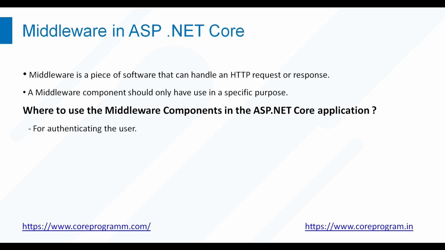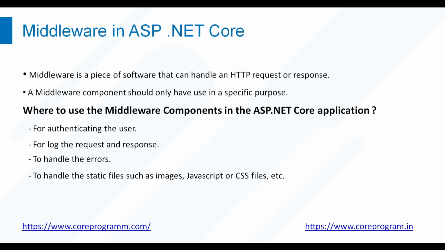Then let's discuss where to use middleware components in an ASP.NET Core application. A middleware component may be used for authenticating the user. Another middleware component may be used to log the request and response. Another middleware may be used to handle errors. We may have a middleware component used to handle static files, such as images, JavaScript, or CSS files. Also, middleware can be used to authorize users while accessing specific resources.